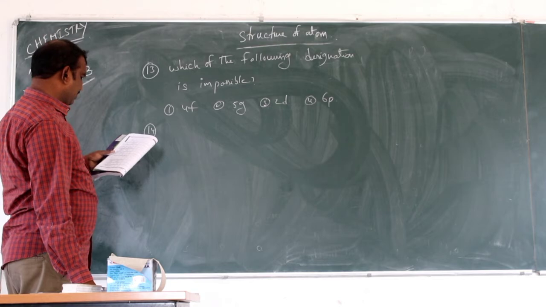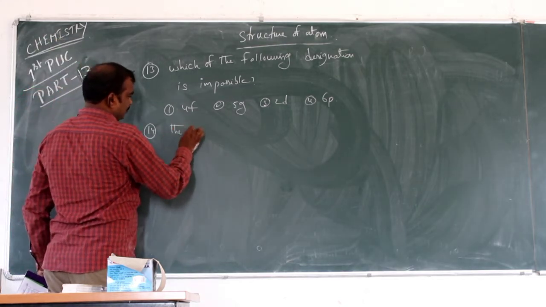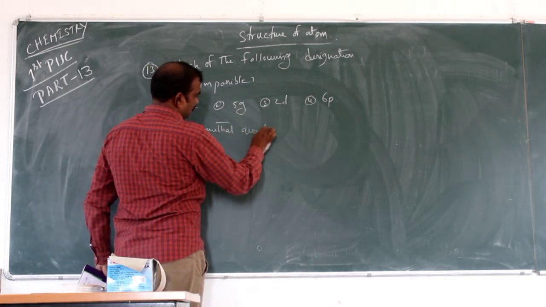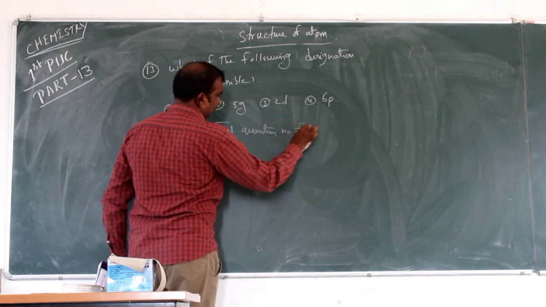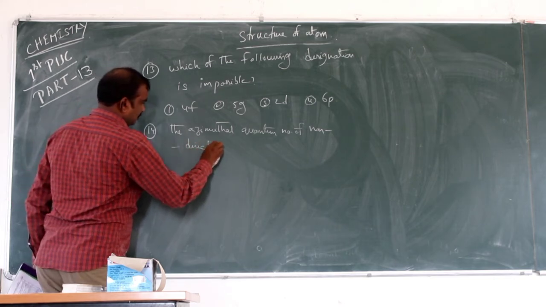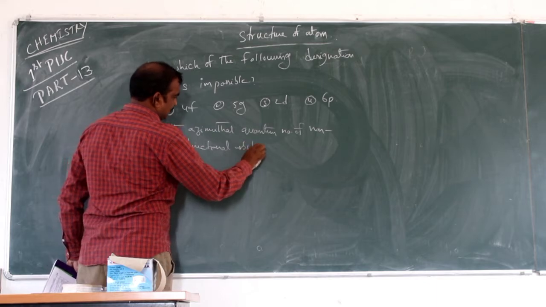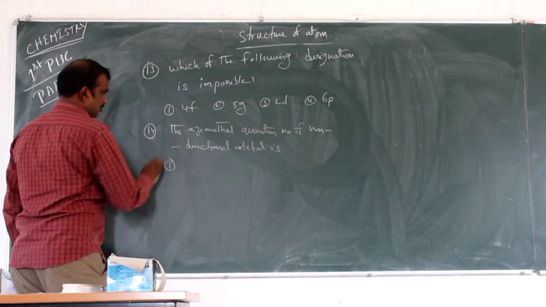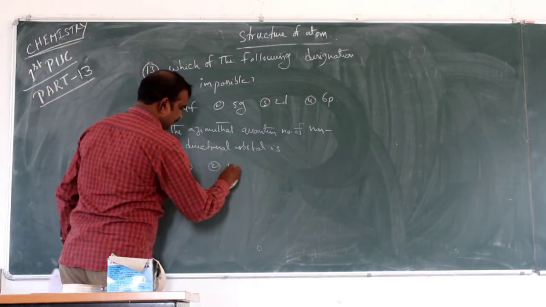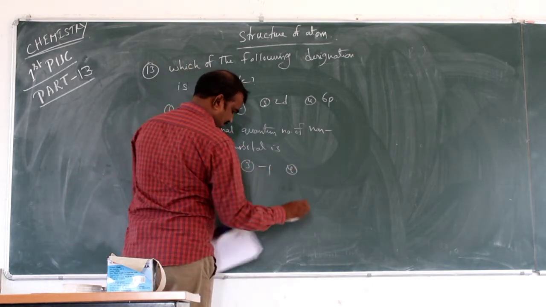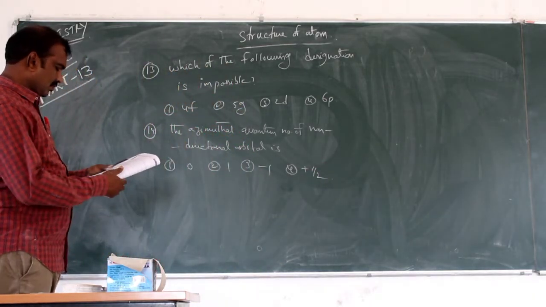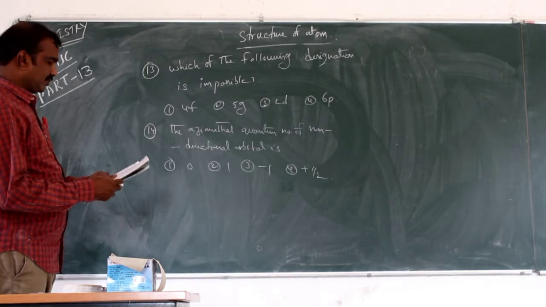Next, 14. The azimuthal quantum number of non-directional orbital is: first option 0, second one 1, third one -1, and fourth one +1. Next question.